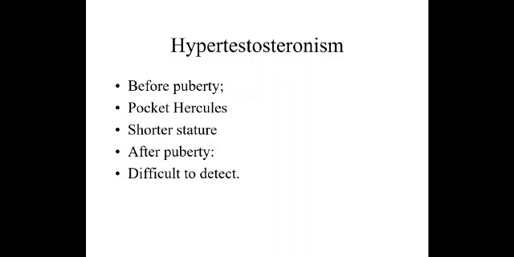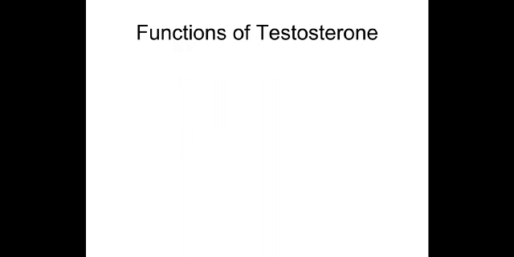Hypergonadism or hypertestosteronism results from excessive secretion of male sex hormone, which is caused by testicular tumors. Hypergonadism before puberty results in rapid growth of bones and muscles. There is early fusion of epiphyses and excessive development of sex organs and secondary sexual characteristics. If the condition occurs after puberty, it is difficult to diagnose since the secondary sexual characteristics are already developed. So they can have pocket Hercules, short stature, and after puberty it is difficult to detect, as we discussed.